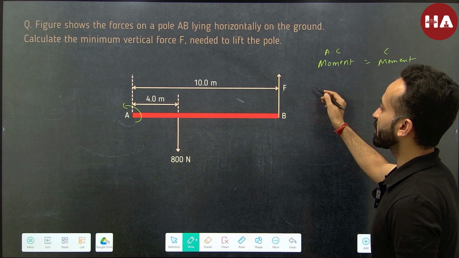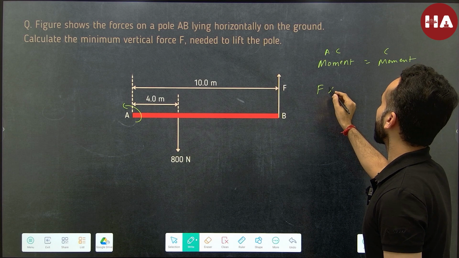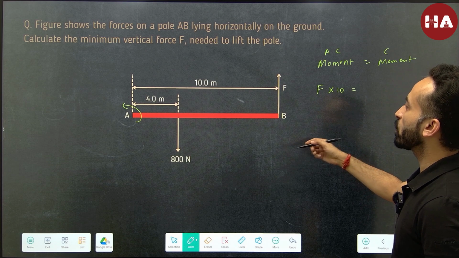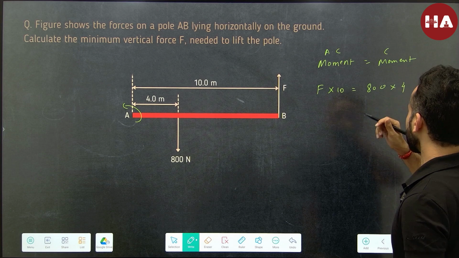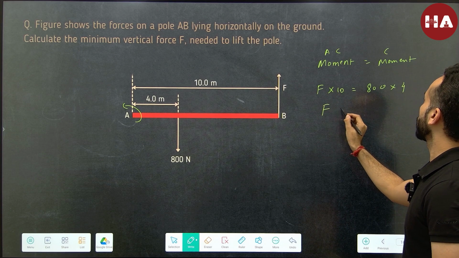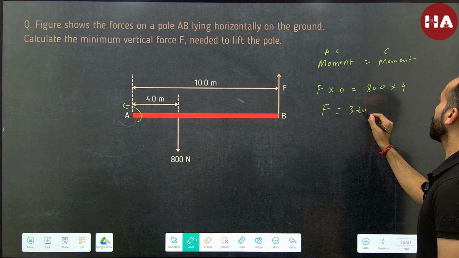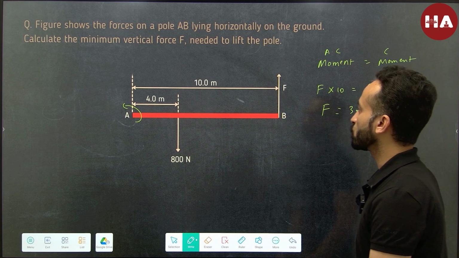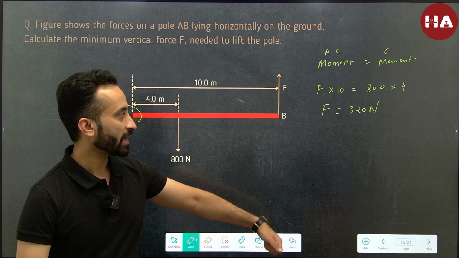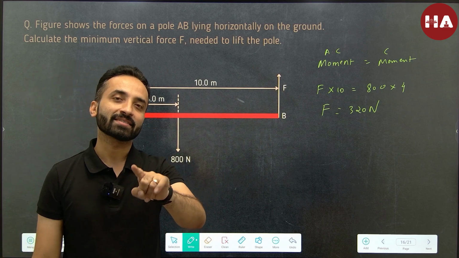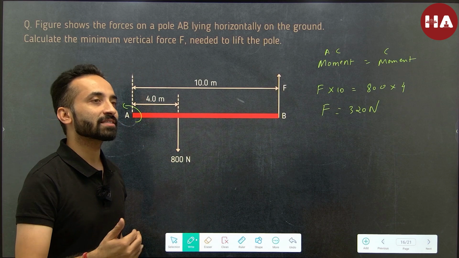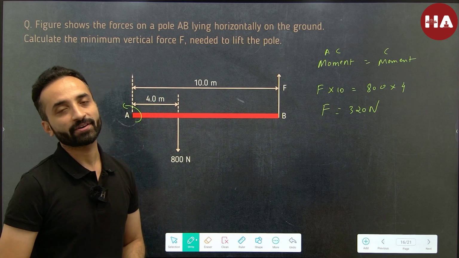So what are we going to write? The anticlockwise moment is going to be F times 10 and the clockwise moment is going to be 800 times 4. So this F is going to be 80 times 4, that is 320 Newton. So what force do you need to apply here? 320 Newton, and it is less. That is how we can sometimes minimize our effort.